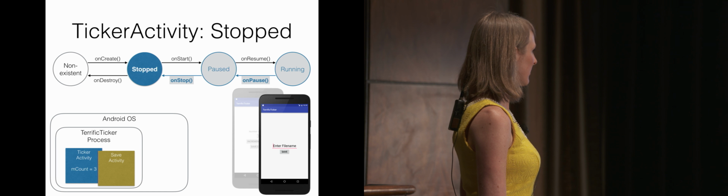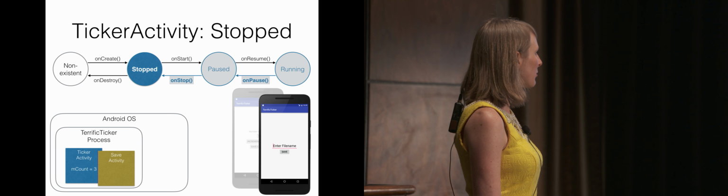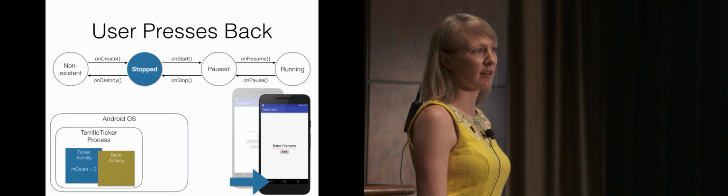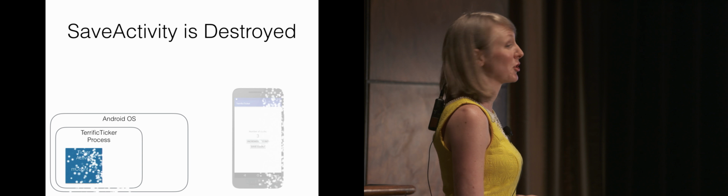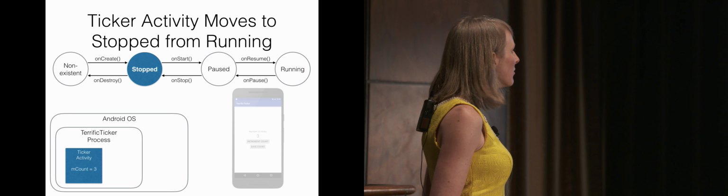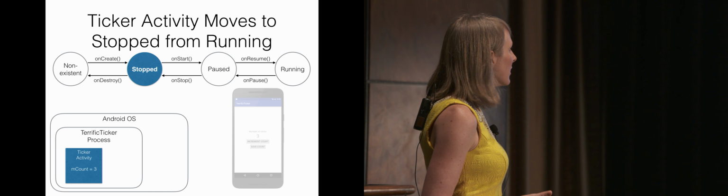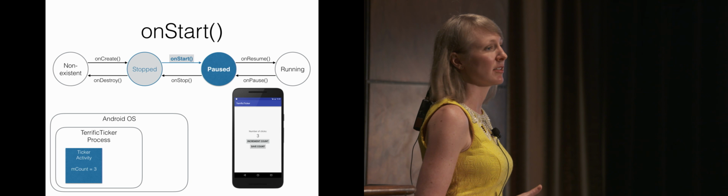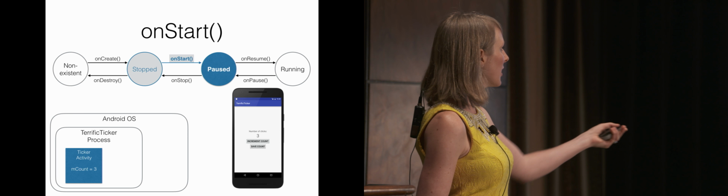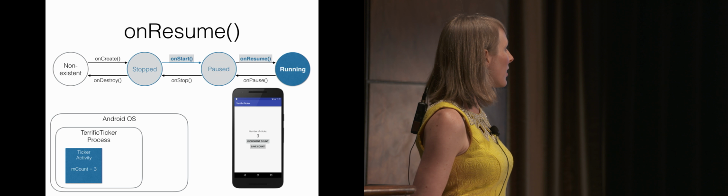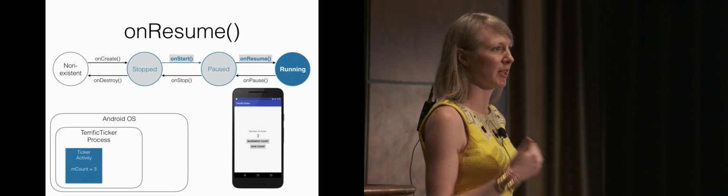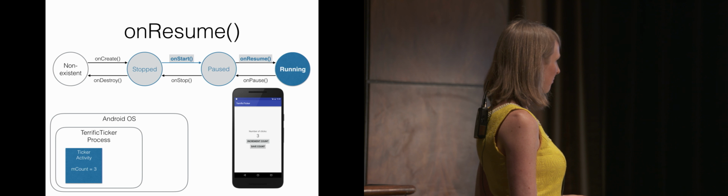Now, in this case, the user is going to press back on our save activity. Save activity is going to get destroyed, and so our ticker activity is going to come to the foreground. It's going to move from stopped state into paused state through onStart. And now notice the ticker activity can be seen, right? And when we call onResume, it moves to running, and now it can be actively interacted with.